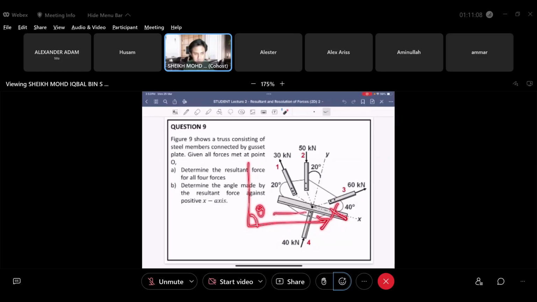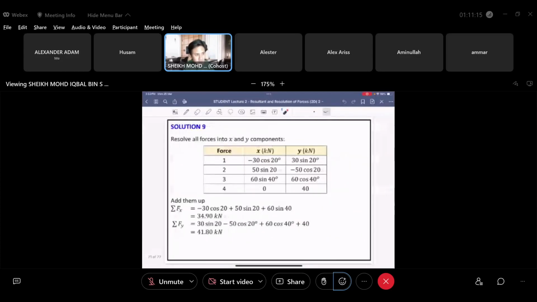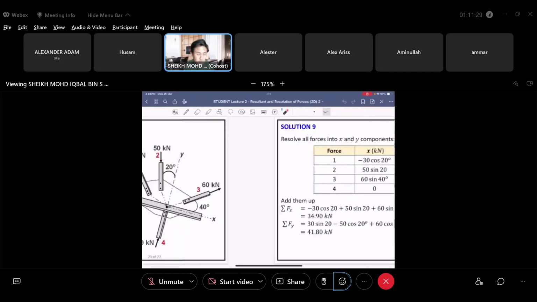Okay, so draw your free body diagram and make a table. Once you make it into a table, it becomes easier. So we have 4 forces, list down all the 4 forces, and then calculate the force in the x direction and the force in the y direction for each and every one here. All right, so it's not that hard.